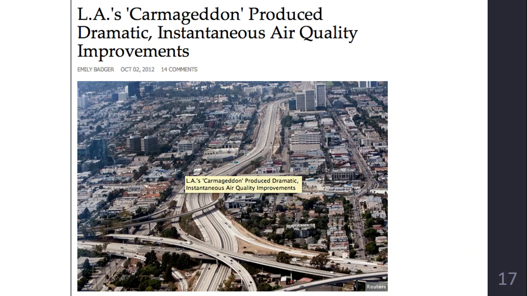Back in 2012, we had Carmageddon when the Interstate 405 was closed for a day, and people were calling it Carmageddon before it happened because they pictured massive traffic problems. But what happened instead is everybody in LA just decided to stay home. And so there was dramatically less traffic than on any other given day in LA. And that day, they could measure dramatic and instantaneous air quality improvements.